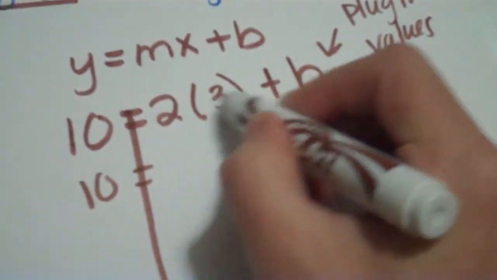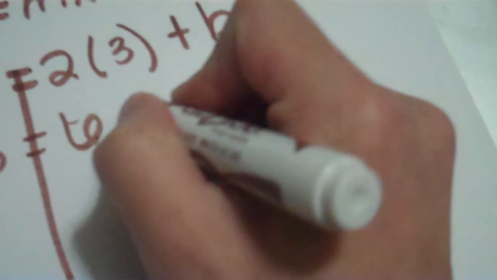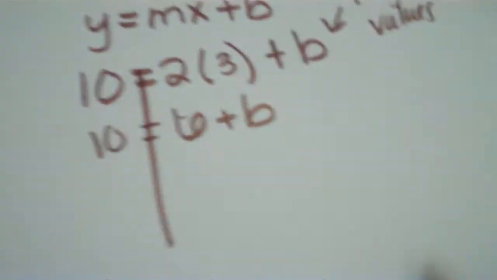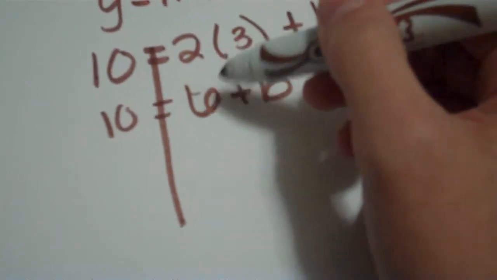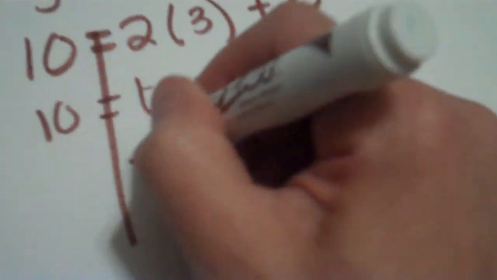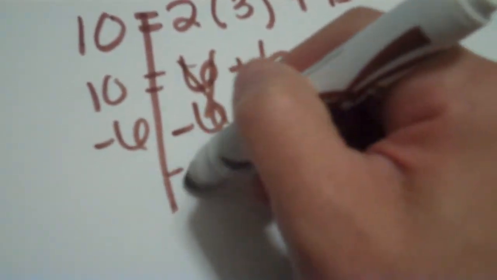And we have to solve it. So I'm going to draw my line here. I'm going to rewrite my 10. 2 times 3, remember side by side is multiplied. 2 times 3 is just 6, and then plus b. And then I need to solve for b. So to get b alone, I'm going to get rid of 6. The opposite of a positive 6 is negative 6. This should be familiar here. And then b equals 10 minus 6, which is 4.